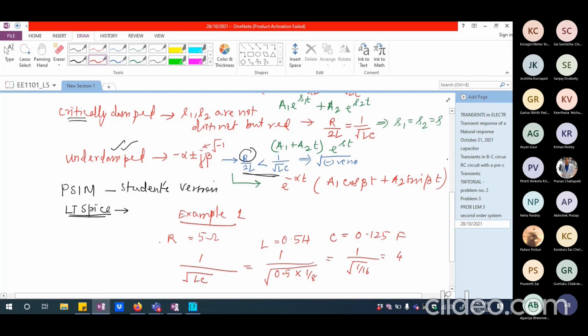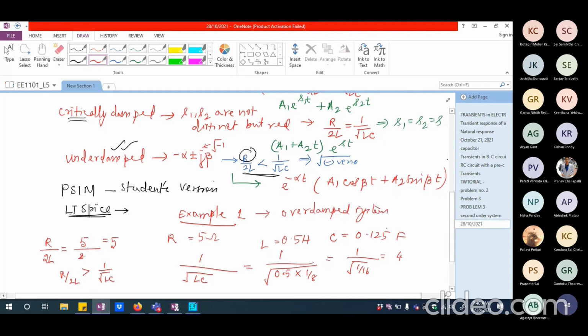And what is R? R is 5. There is something wrong. R by 2L is how much? R divided by 2L is essentially 5 divided by 2 multiplied by 0.5, which is 1. So this is 5 itself. So R by 2L happens to be greater than 1 by root LC. So this should come out to be an overdamped system.